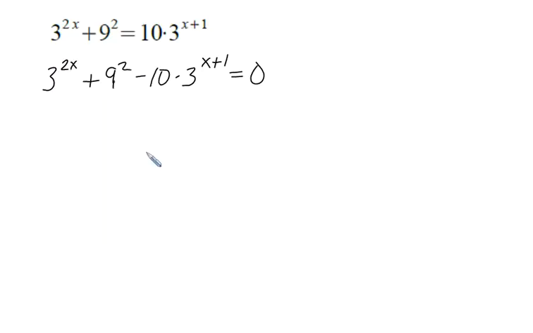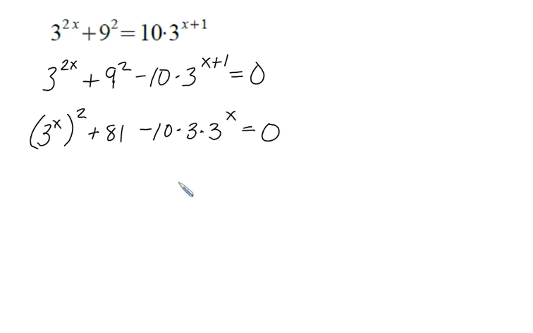Now once we do that, we try to build a common base. And the common base here appears like 3 could make sense. 3 to the 2x is really 3 to the x being squared. 9 squared, we can just write that as 81. There's no variable, so we don't have to worry about a base. And over here, 3 to the x plus 1 is really 3 times 3 to the x. Watch for properties of exponents. 3 to the x plus 1 is really 3 times 3 to the x.